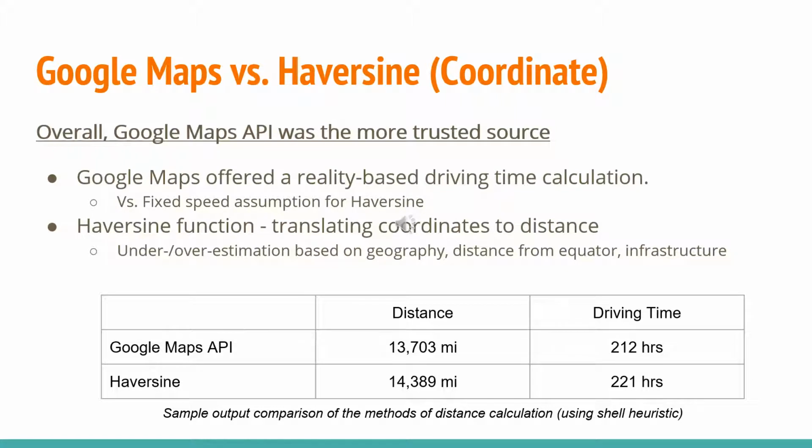So overall, Google Maps was a clear winner on several fronts in terms of the data quality. Google Maps actually accounted for the road path and speed limits when it output driving times. When we use a Haversine or coordinate method, on the other hand, we'd be getting the direct distance and assuming a fixed average driving speed. Haversine also had some inaccuracies built in due to these factors and often overestimated the distance and the drive time.